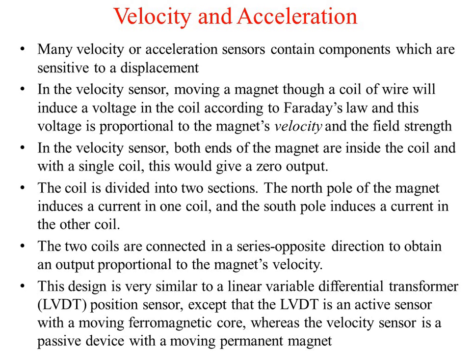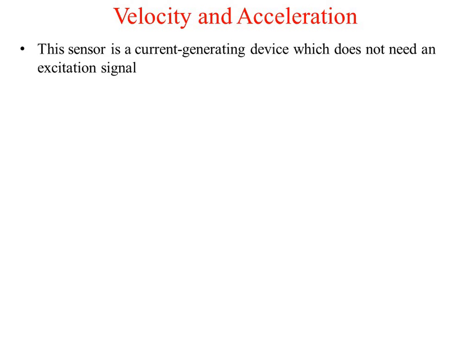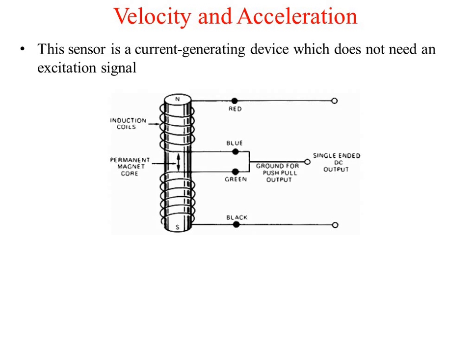And this velocity sensor using a permanent magnet does not have any excitation voltage connected to the coil. That's why it is called a passive type of sensor. Now this sensor is a current generating device which does not need any excitation signal. That's why it is called a passive one, and this is how you will be getting the voltage at the output.